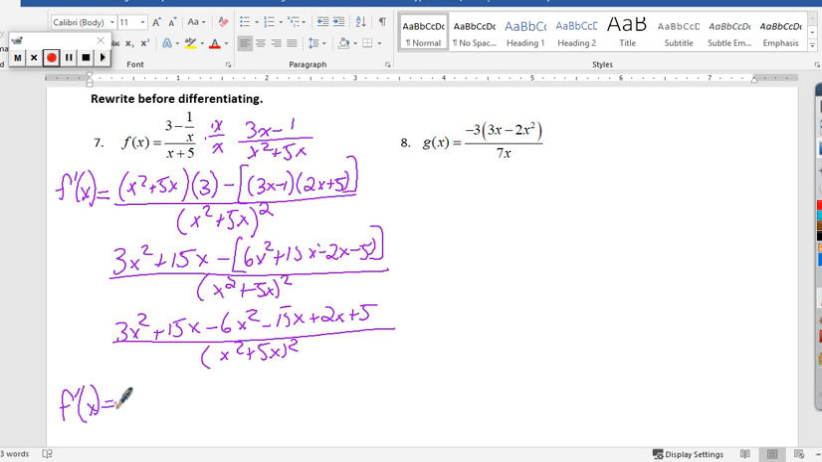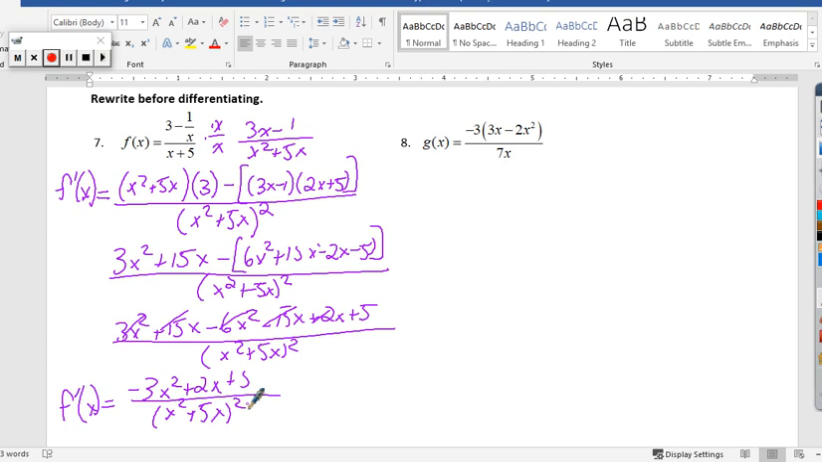So in the end, combining up our like terms here, we're going to have minus 3x squared, taking care of those guys there. We have the 15x's will cancel out, leaving us with just the 2x. And then we have just the 5 all over (x squared plus 5x) squared.